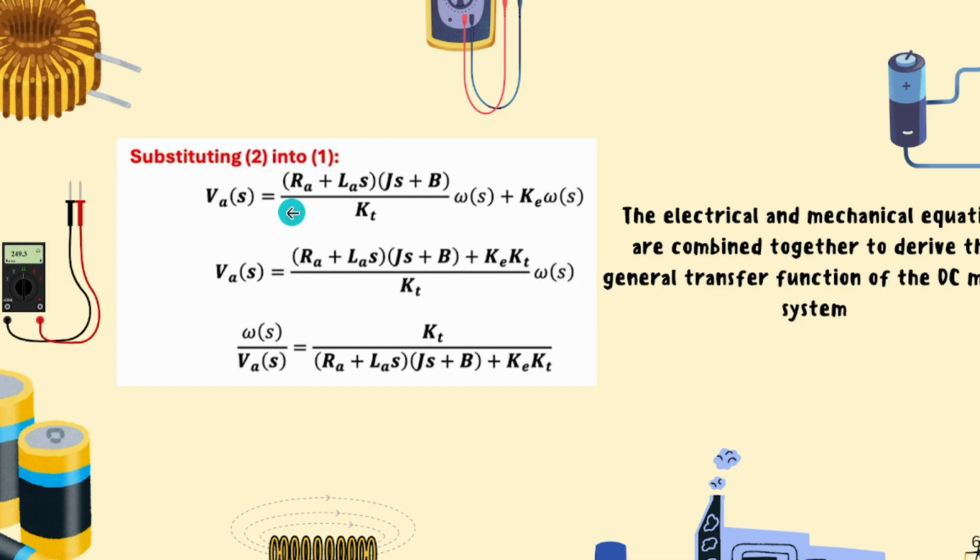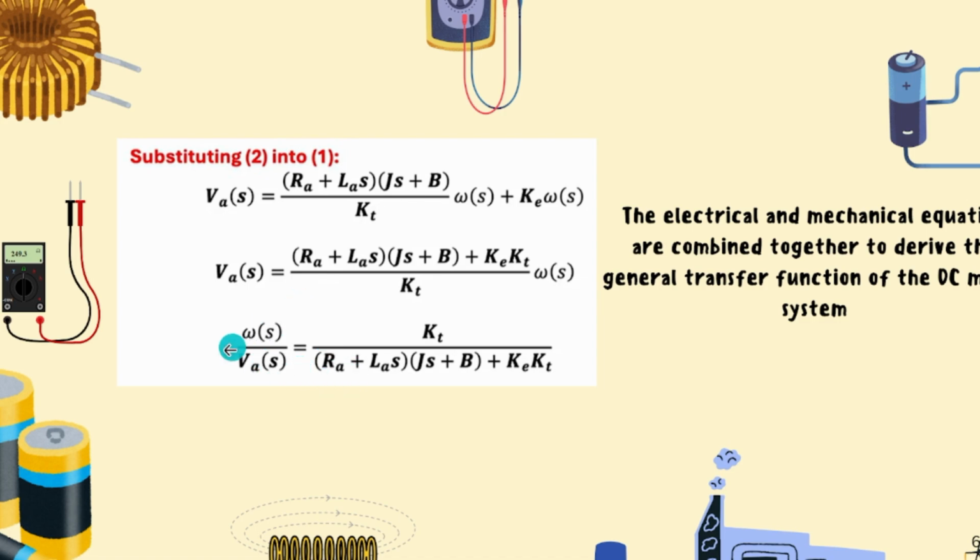In this slide, the electrical equation and the mechanical equation are combined together to derive the general transfer function of the DC motor system. In this equation, we substitute the mechanical equation into the electrical equation. So this equation now contains both the electrical parameters and the mechanical parameters of the motor. In the second equation, we simplify by combining all terms together into one expression.